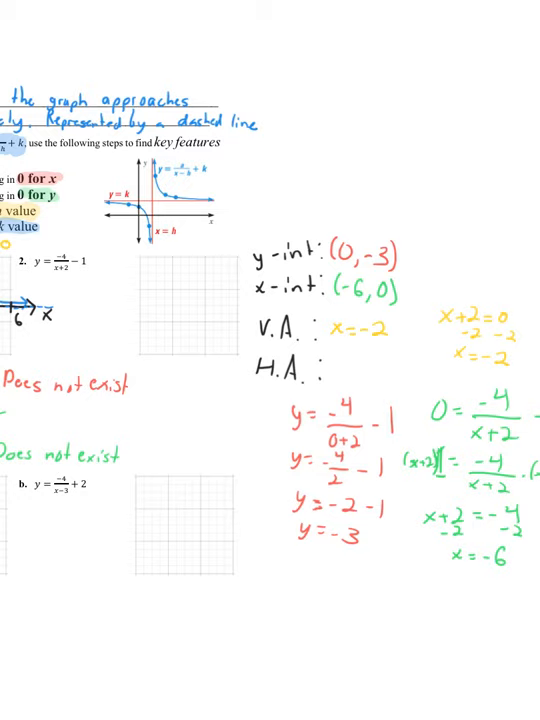And then the last one, the horizontal asymptote, is going to be y equals negative 1, just because we had a negative 1 left over on the right-hand side. So that's how I end up identifying my horizontal asymptote.